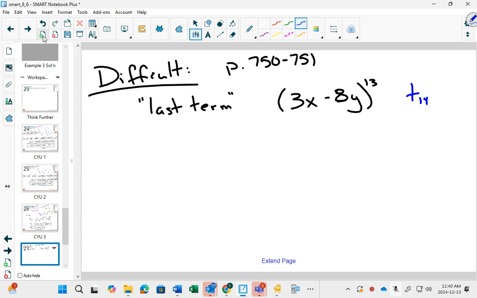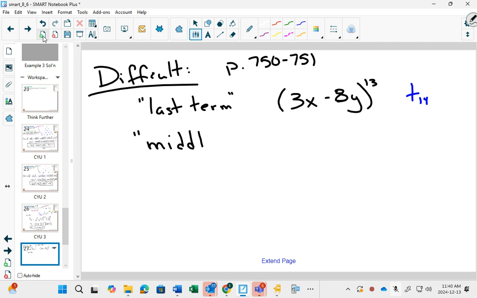And as soon as you realize you have to find term 14, then this is exactly like question number 3. Because it's like, find term 9, okay, I just use my formula. If it says find the last term, you have to do a little bit of thinking, like, how many terms are there? Oh, one more than the exponent. So I have to find term 14. So it's a little bit more difficult because you have to use a little bit more knowledge.